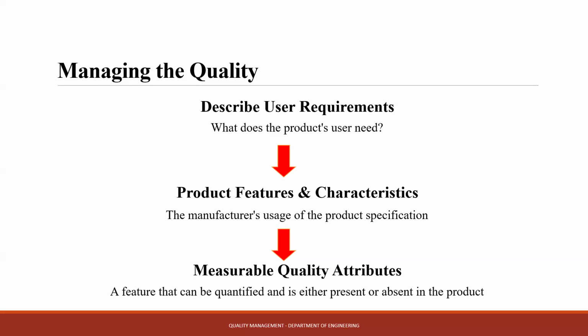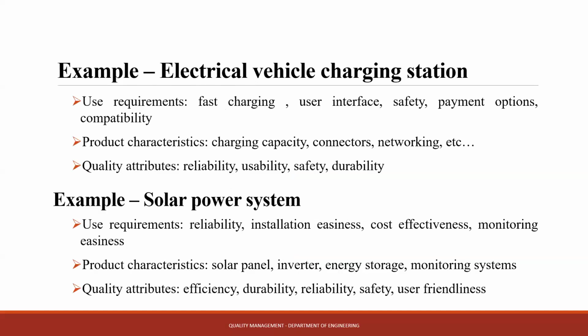Right? It helps us to assess whether the product is up to standard or not, whether the quality goals have been met or not. To do that, we can have measurable quality attributes, right? So that is how we manage the quality.